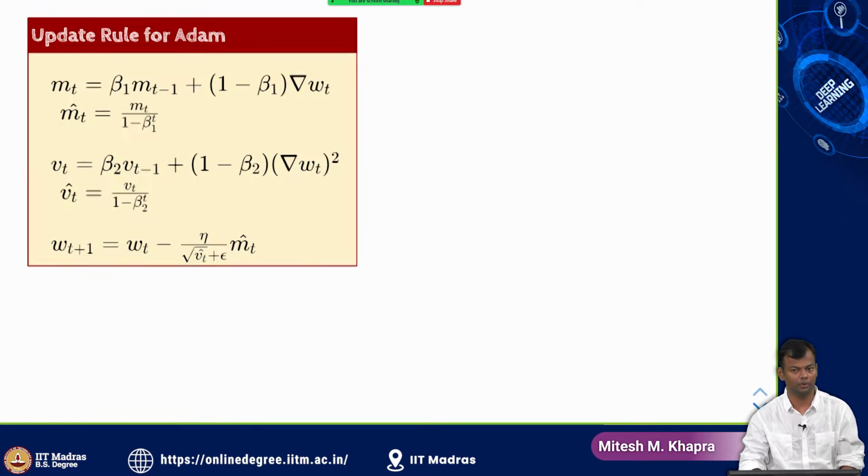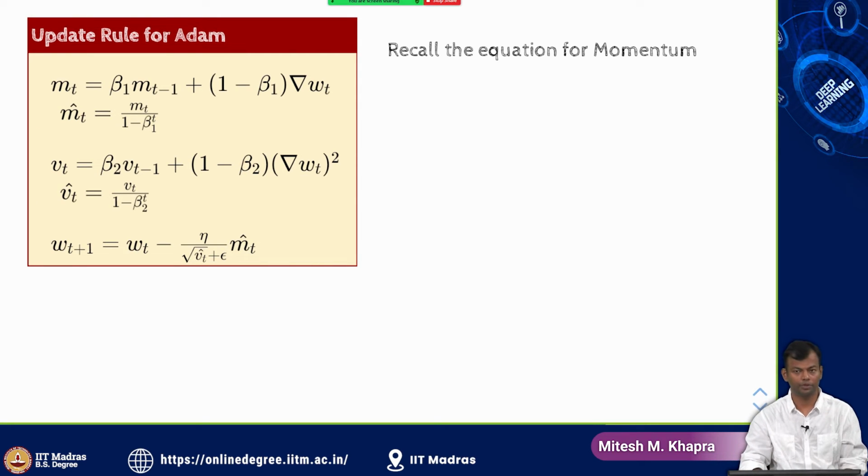So let's see how that works, right? So this is the update rule for Adam that we had. Now from here, we'll revisit NAG, the Nesterov accelerated gradient descent, and then see how to modify the update rules for Adam to get in this Nesterov factor here. Okay. So recall the equation.